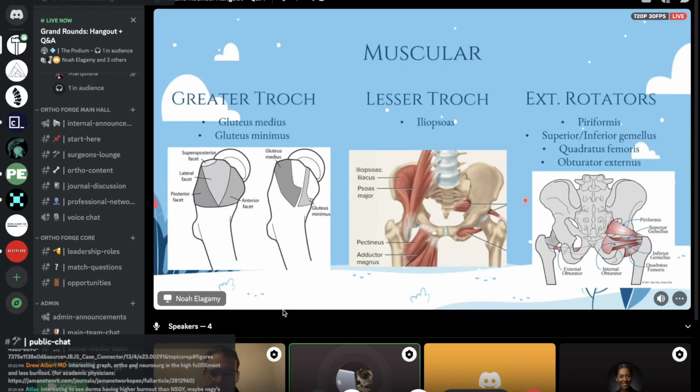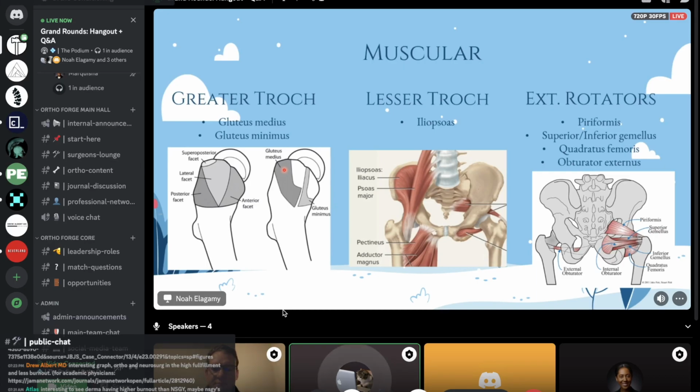So we'll go through muscular anatomy here as well, and I kind of think of these as three categories. I think of the first category being the muscles that attach to the greater troch. That's going to be the glute medius and the glute minimus, and you can see the attachments here. This side being anterior, this side being posterior. And so we have the glute med and the glute minimus. These are the main hip abductors.